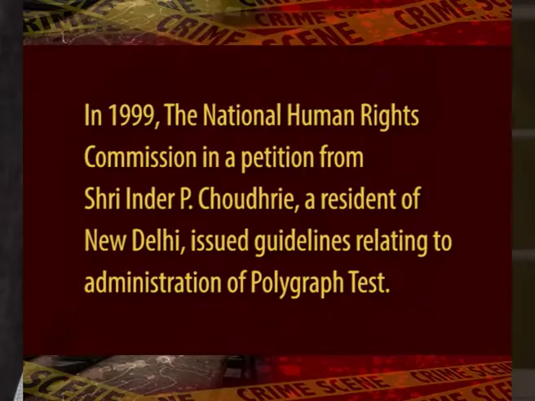In 1999, the National Human Rights Commission, in a petition from Sri Inder P. Chaudhary, a resident of New Delhi, issued guidelines relating to administration of the polygraph test. In 2008, an Indian court accepted brain electrical oscillation signature profiling test as evidence to convict a woman accused of killing her husband, which was the first use of polygraph in the Indian court.